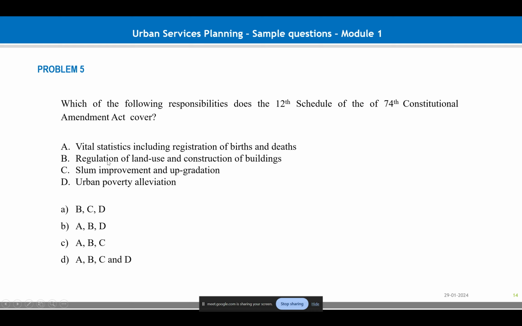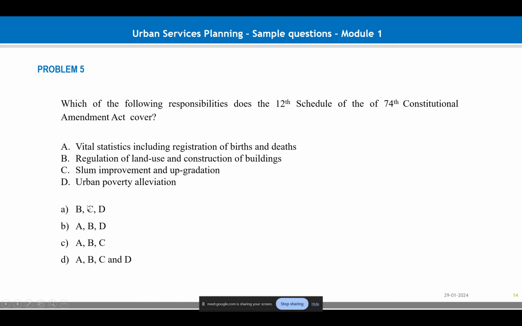Yes. All. Somebody says all. Very good. So regulation of land use and construction of buildings also comes under the urban local body. We'll have to get the approval from our corporation or municipality before we undertake any project. Some improvement and upgradation also comes under that. And for urban poverty alleviation also, urban local bodies are responsible to come up with strategies. So yes, all is the right answer.